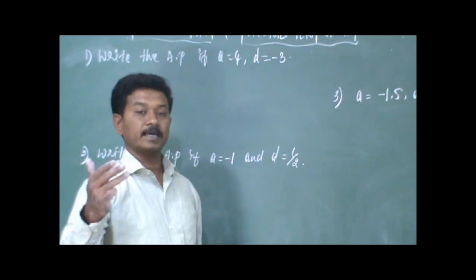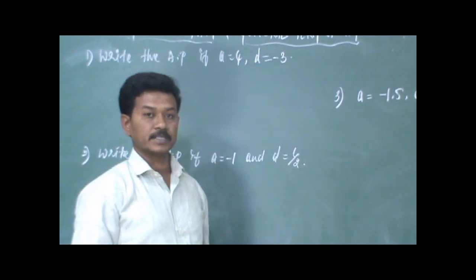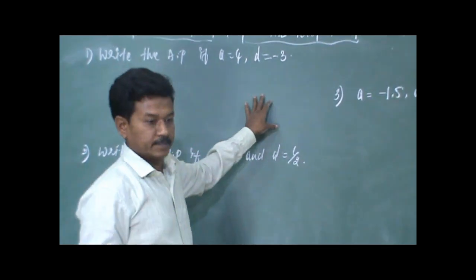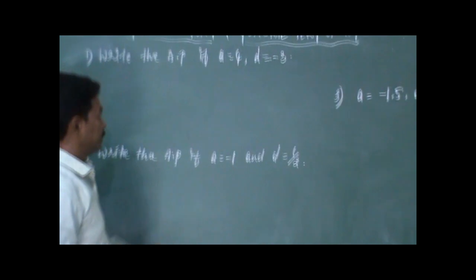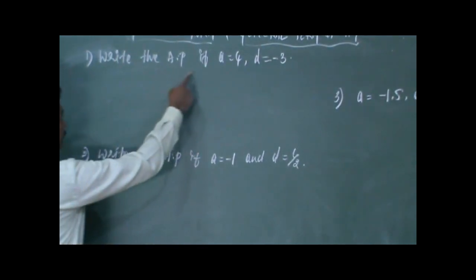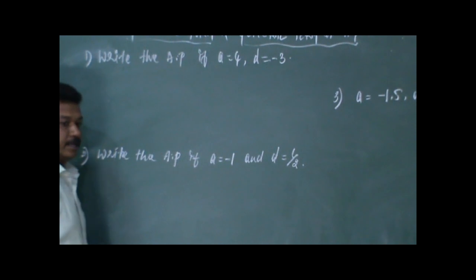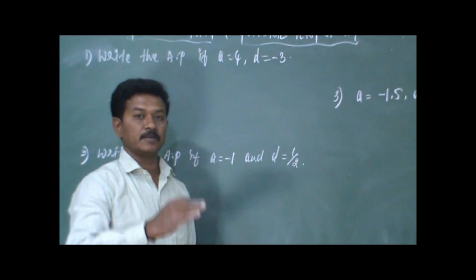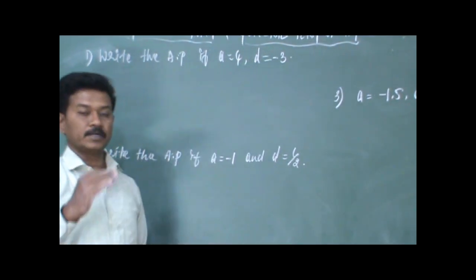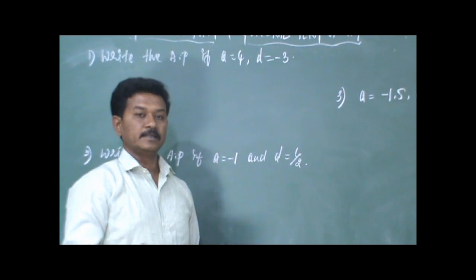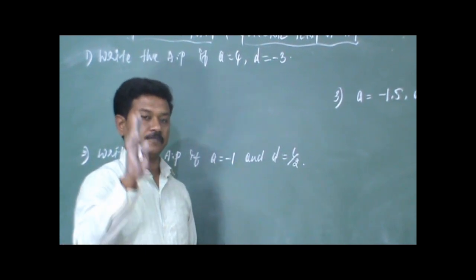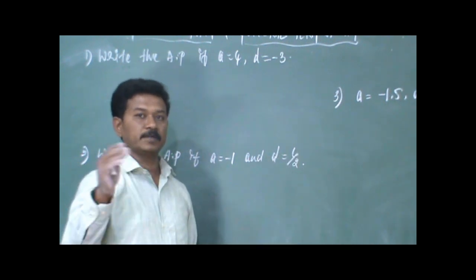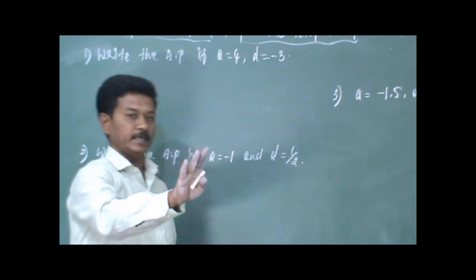In the coming 3 mark questions and 4 mark questions, this will be one of the last steps while solving those problems. So this is the conceptual development. Write the AP if A is equal to 4 and D is equal to minus 3. As I have told you to write the AP, we can take the help of the general form of the AP. In order to define an AP, first 3 terms are enough. Don't write 4th, 5th, 6th and all. Just write first 3 terms of that AP. It's enough to define an AP.